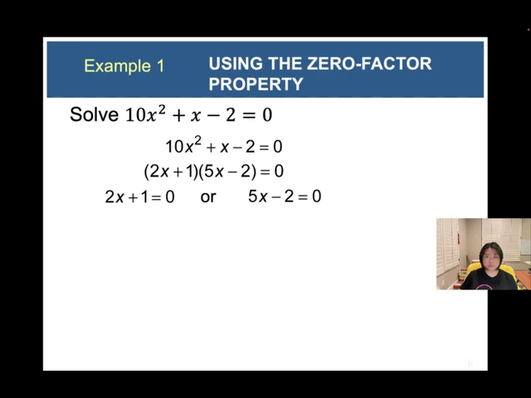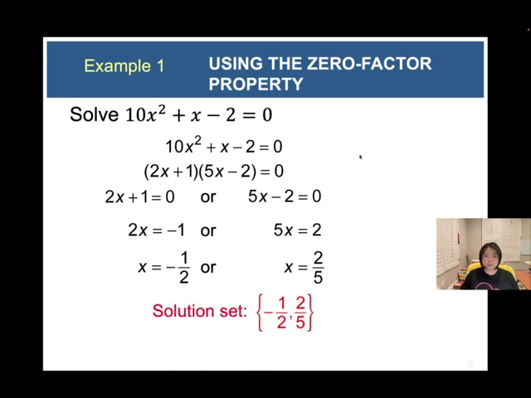And then we solve for x. You should get x equal to -1/2 or x equal to 2/5. So we say the solution set for this quadratic equation is -1/2 and 2/5.